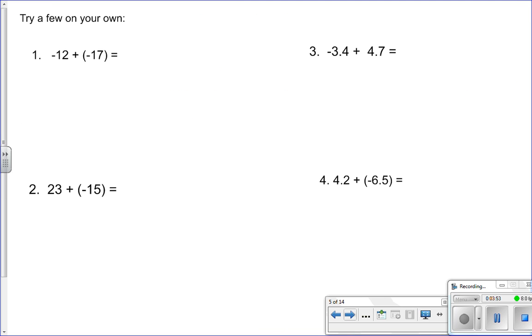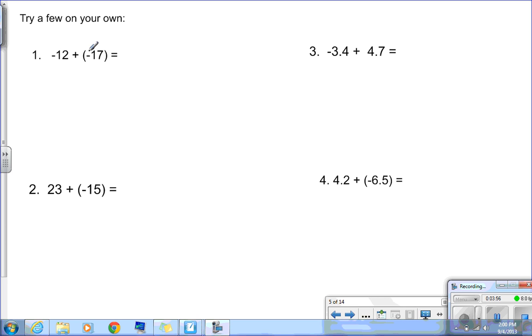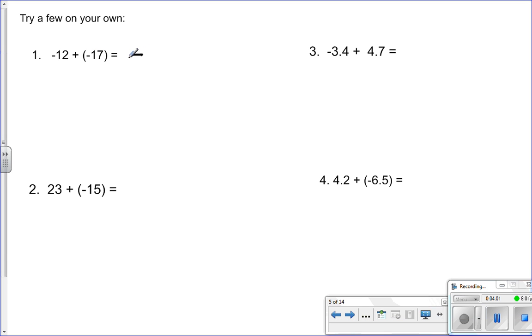So try a few on your own. -12 plus -17. Since both the numbers are negative, my answer is going to be negative because I'm adding two integers with the same sign. I'm going to do 12 plus 17, which is 29, so the answer is -29.